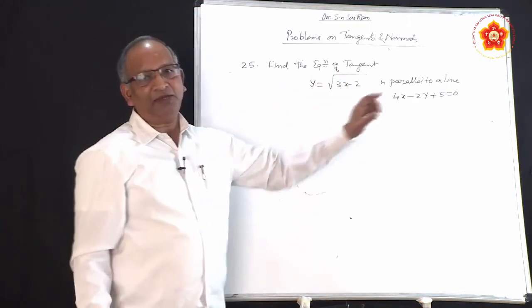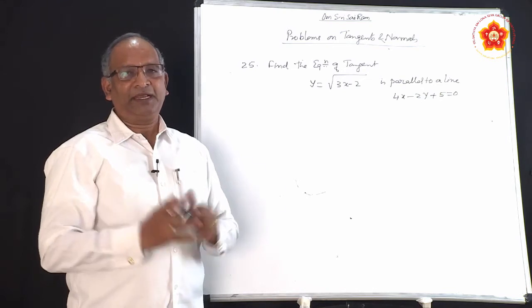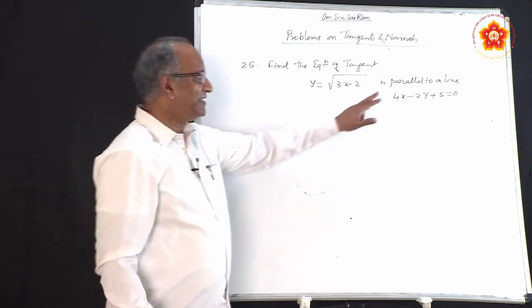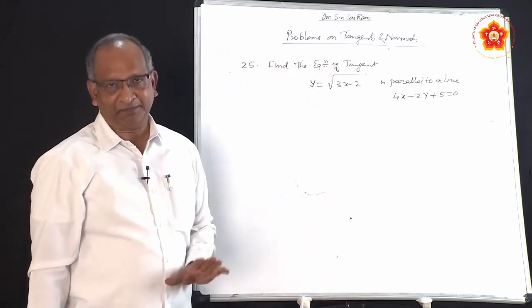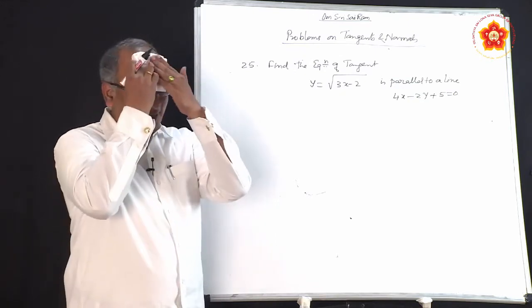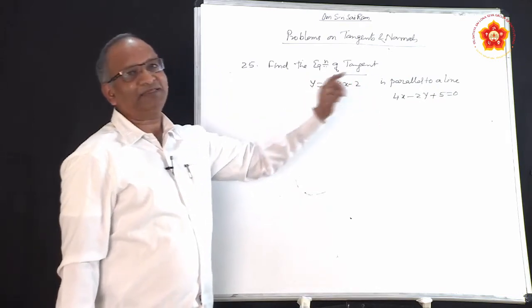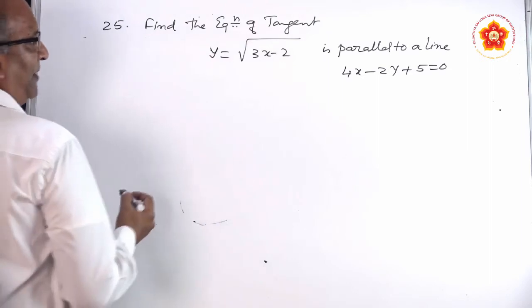Tangent is parallel to a line. What happens if two lines are parallel? If two lines are parallel, their slopes are going to be equal. So, whatever is the slope of this line, the slope of the tangent is also same. So, find out the derivative of the given function and then find the slope and equate that slope with the slope of this line. How to find slope of this?